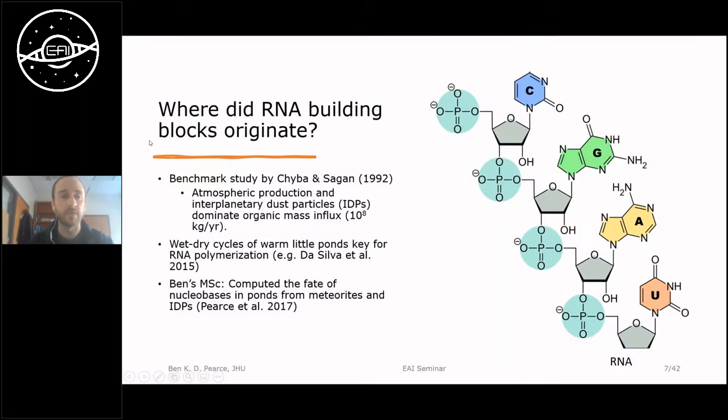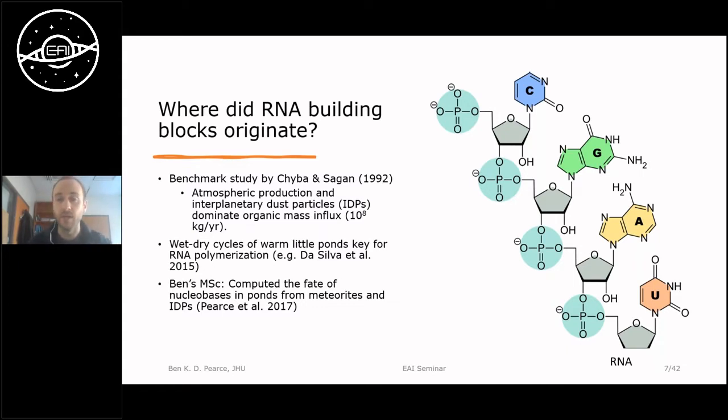So this has been the main question in my research and our research for a long time: where did these building blocks originate? How did they get to ponds? Now, this was first studied by Carl Sagan and Christopher Chyba in 1992, where they just compiled estimates of various different sources of biomolecules to the Earth's surface. And they found that interplanetary dust particles and atmospheric production dominated the amount of organic carbon which would have reached the Earth's surface. But what they didn't consider was where this organic carbon was being delivered.